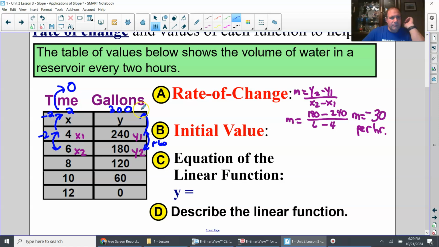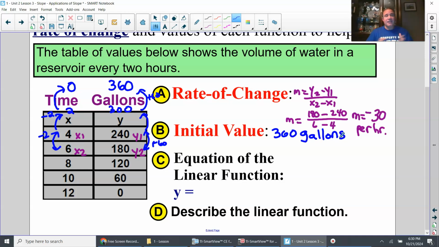I need my 0. So this 300, if I increase it by another 60, that is 360. So let me just erase that and put it nice and big where we have 360. So the initial value is 360 gallons. I needed to get the x of 0. Once the x is 0, that means you have a y-intercept of 360, and then you're good to go.